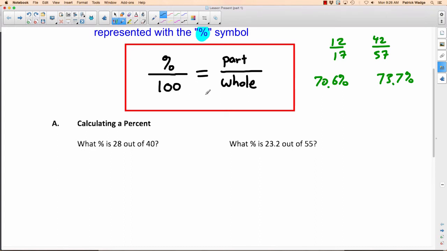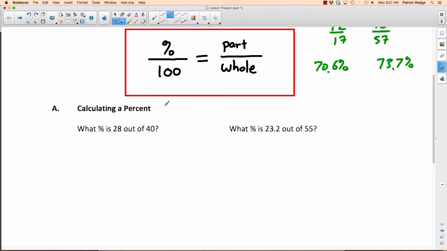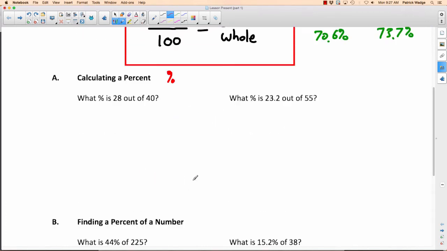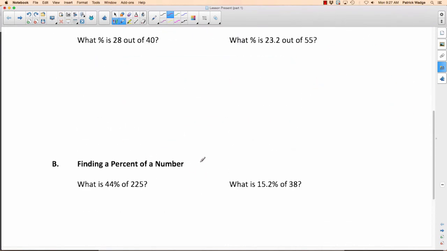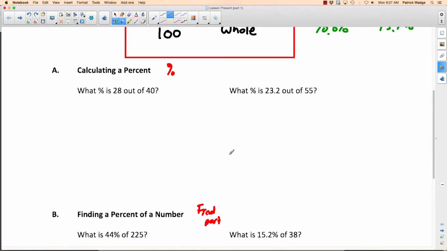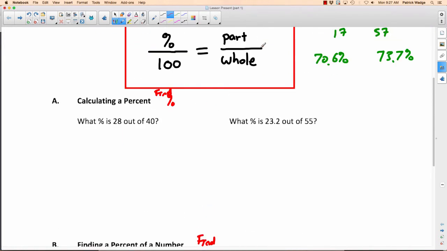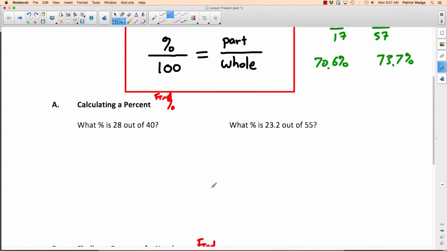You can use it for all types of percent questions. It actually turns out there's 3 types of percent questions. One's calculating a percent, so that's when you don't know the percent, right? You're trying to find the percent. The second type is when you're finding a percent of a number, so you know the whole number and you're trying to find the part. And there's a third type of question when you're trying to find the whole, but we don't really need to worry about those when we're doing circle graphs, so we'll just do these two, finding the percent and finding the part. Okay, let me show you how this works.